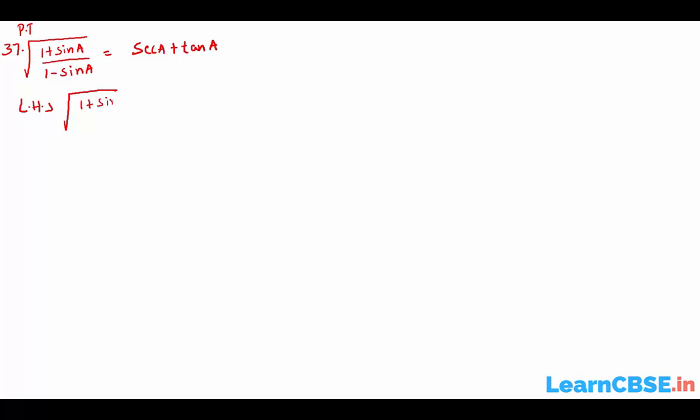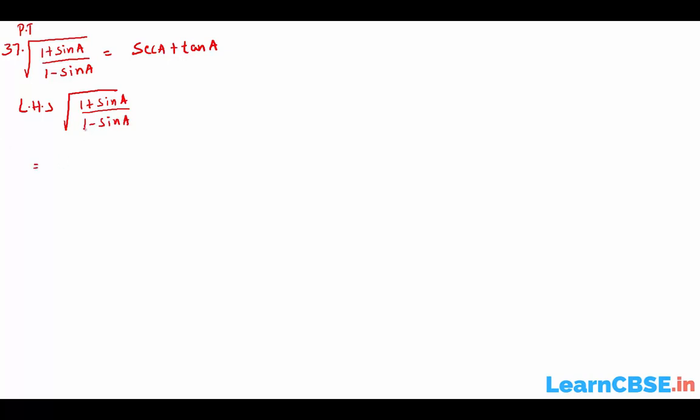Let me get the question once. Under root, 1 plus sin A divided by 1 minus sin A. Prove that this should be equal to secant A plus tan A. So let me take LHS first: under root, 1 plus sin A whole divided by 1 minus sin A.